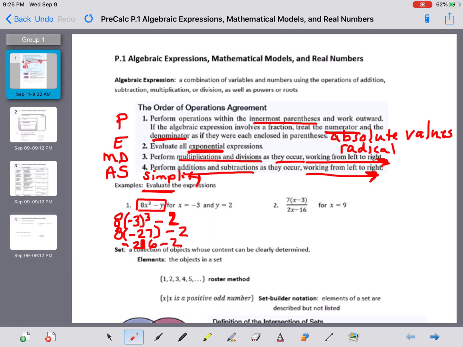Done with parentheses, done with exponents, no more multiplication and division. So now I'm going to add or subtract from left to right. I have negative 216 minus 2. They both are negative. It looks like I can join them up to make a negative 218.